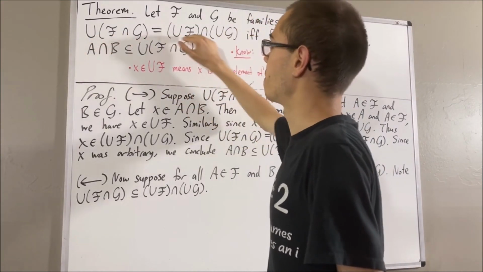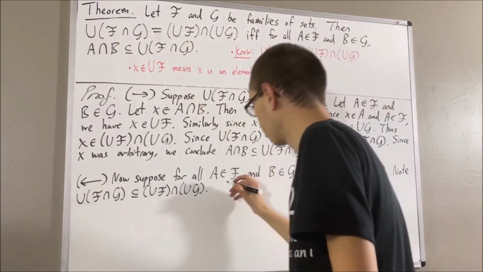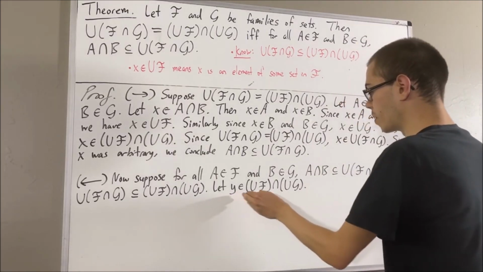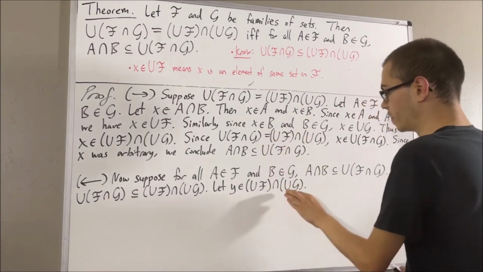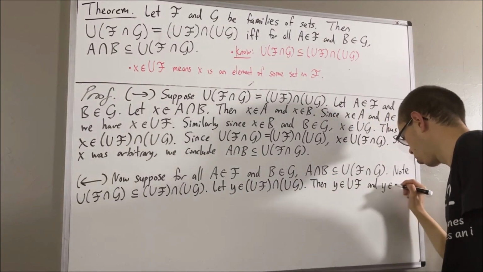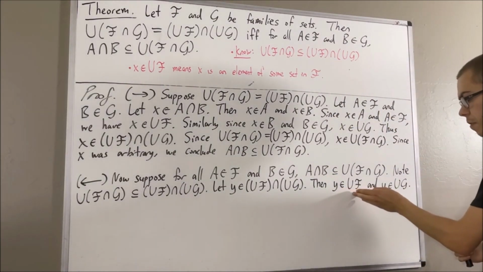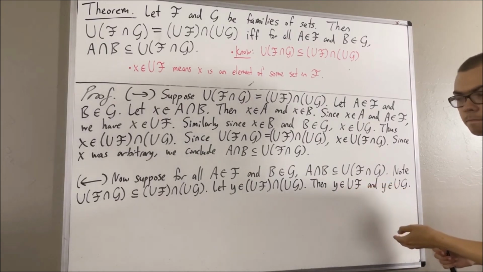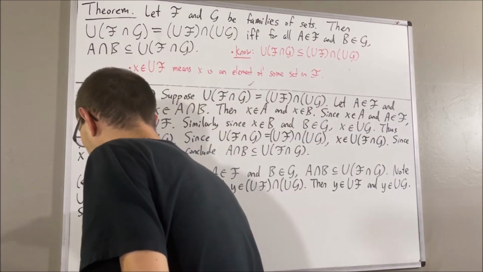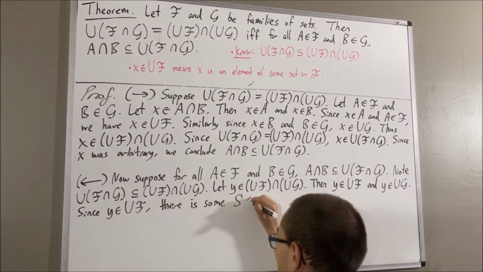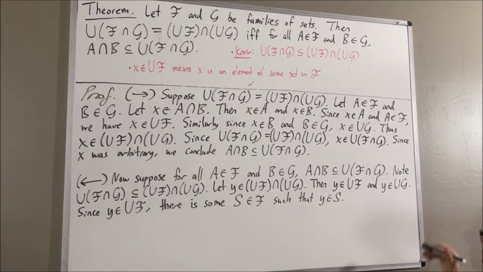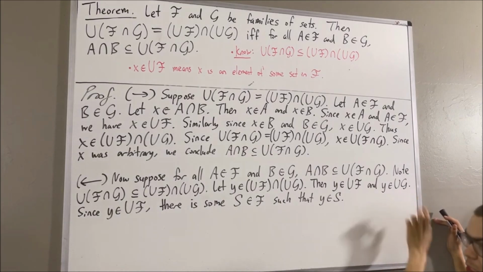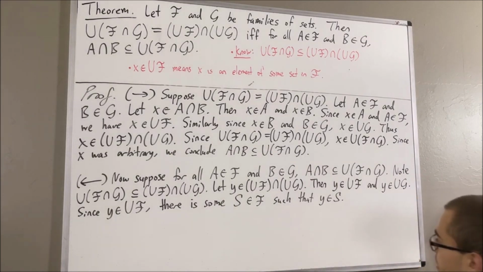So give me an arbitrary element of this set. I'll call it y. Well then, y is an element of the union of F, and y is an element of the union of G. Since y is an element of the union of F, this means that y is an element of some set in F. I'll call it set S. Similarly, since y is an element of the union of G, this means that y is an element of some set in G. I'll call that set T.